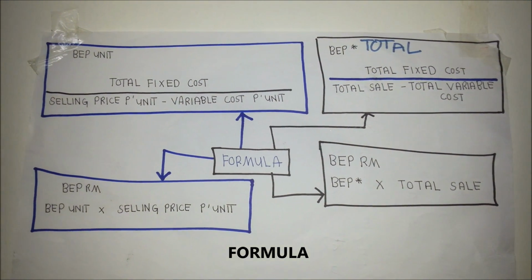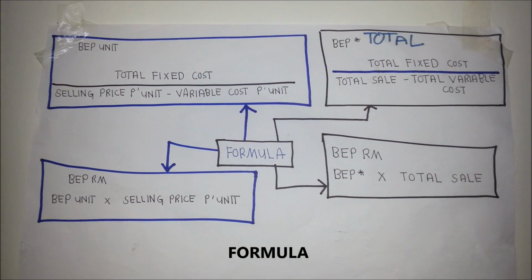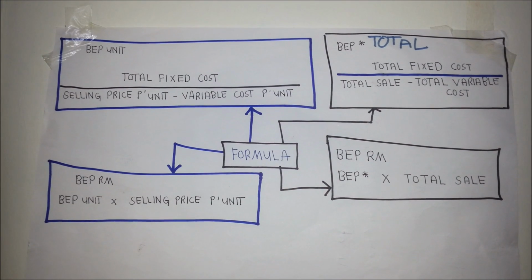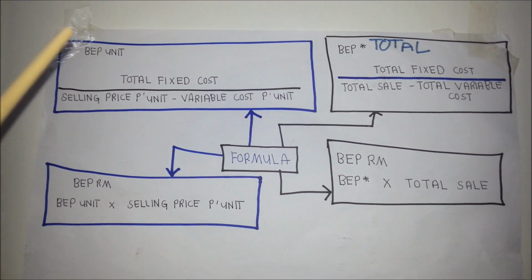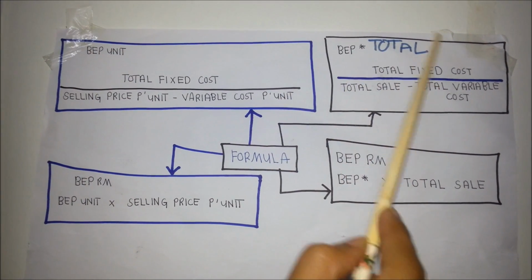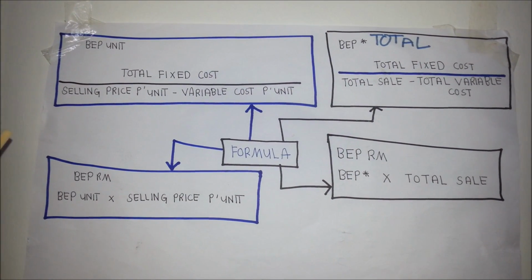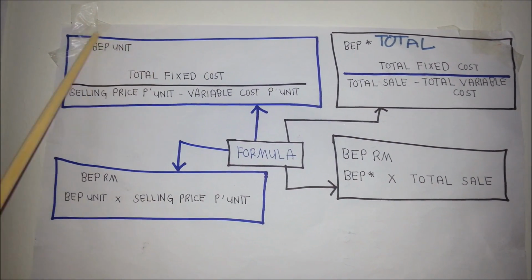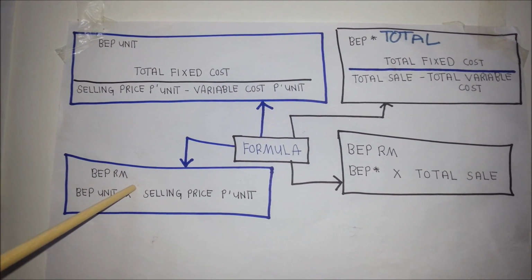Hi and Assalamualaikum. I will continue for the second step, which is that we need to calculate the break-even point. For break-even point, there are two formulas: in unit and in total. But for Adam's situation, we need to use break-even point in unit and break-even point in RM.